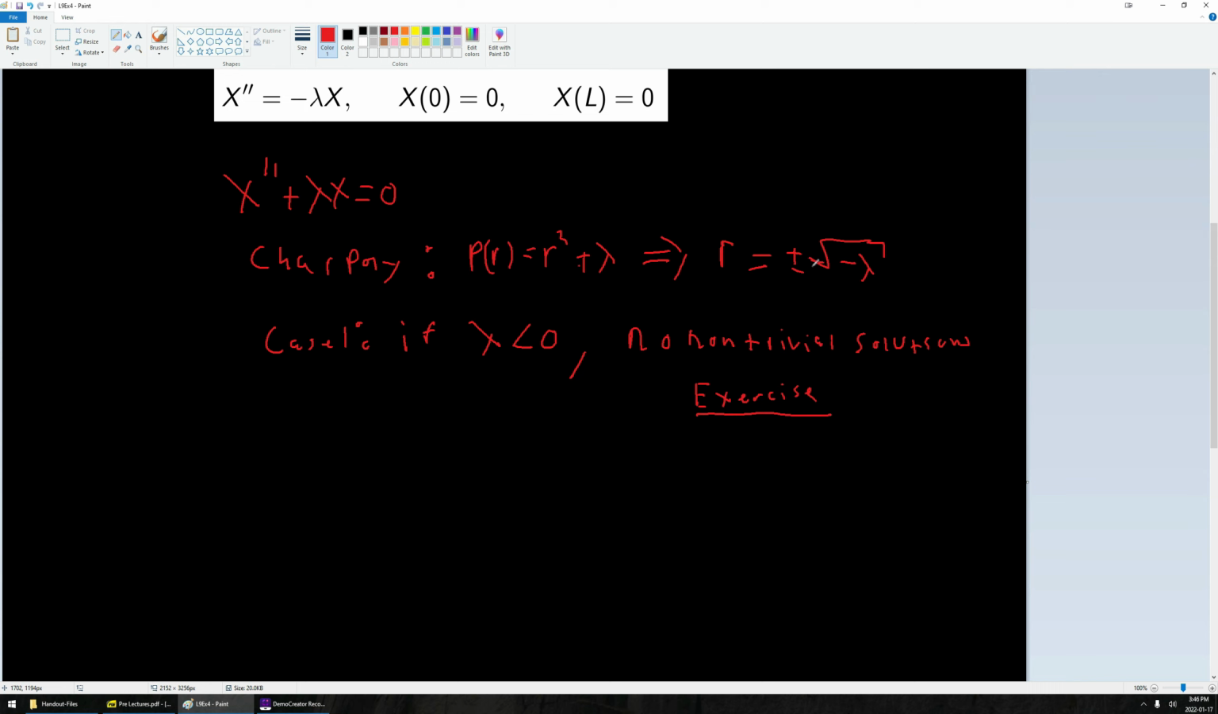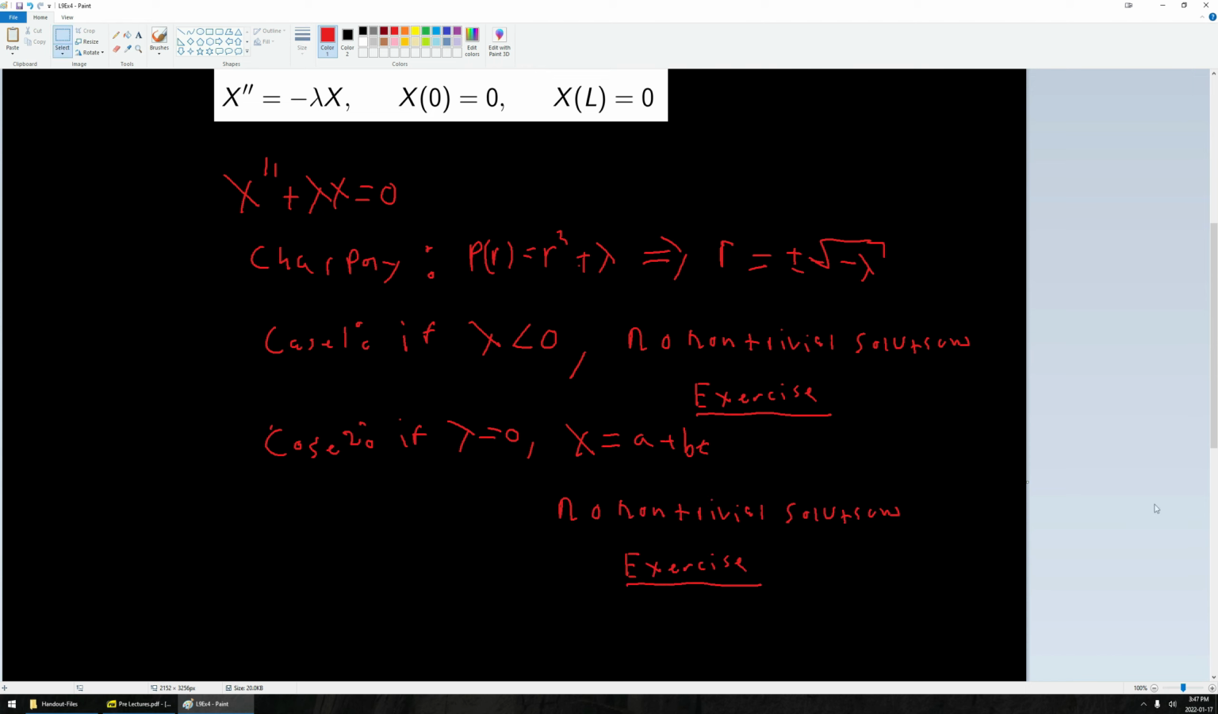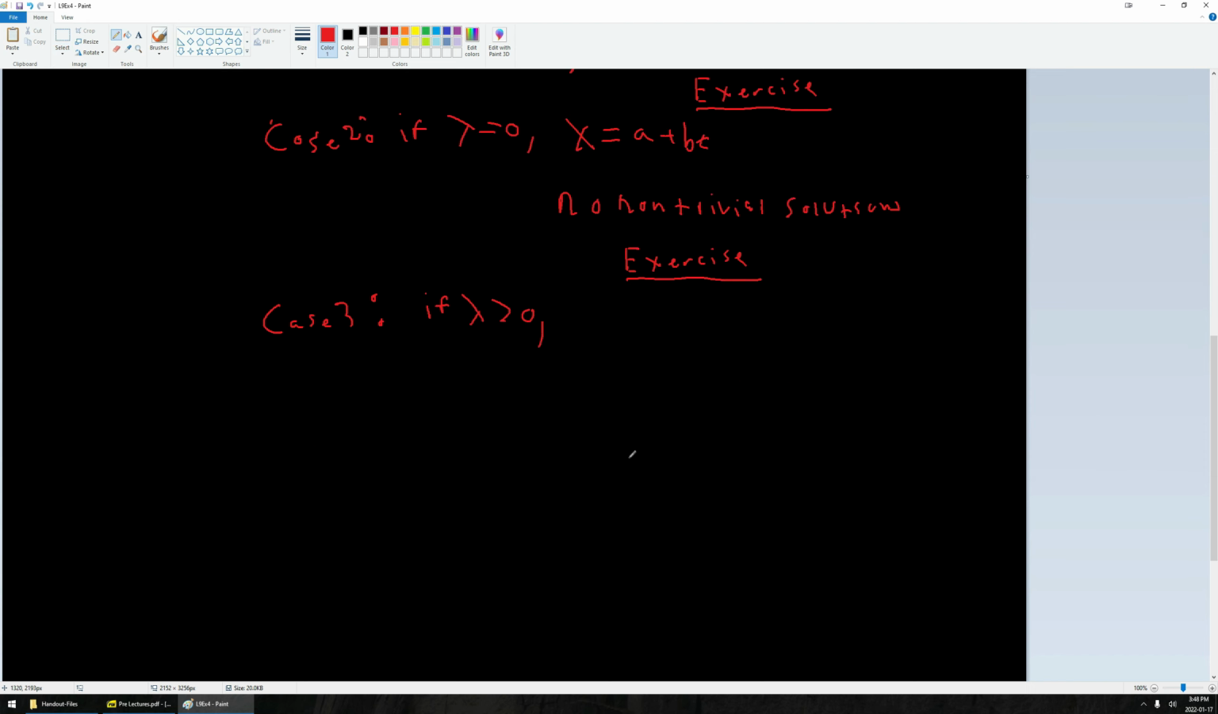If we have these two roots, you just write out the general solution, apply the boundary conditions, and show that the only solution is the trivial solution. Now in case 2, if lambda is equal to 0, the only solution would simply be x equals a plus b t, and under that we also get no non-trivial solutions. I'll leave that as another exercise. And now we only have one case left, case 3, if lambda is greater than 0. Here's where all the interesting things happen.